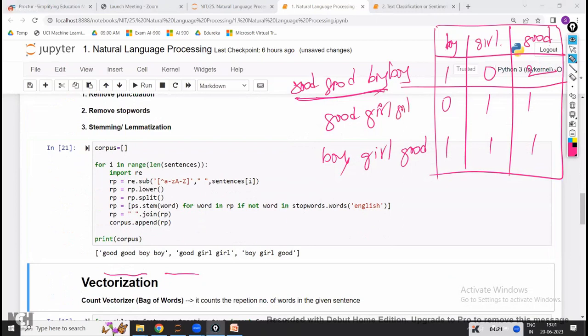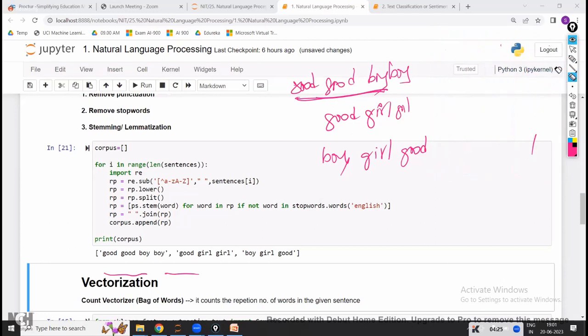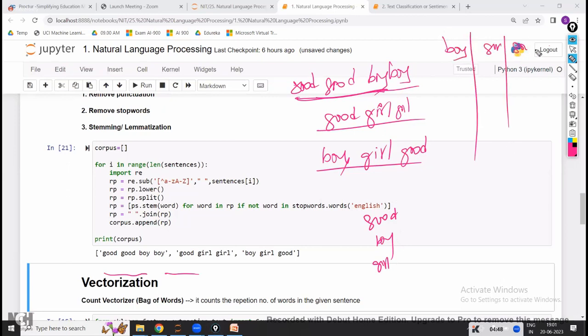First, identify what the unique values are. Whether it is 3 sentences or 4 sentences or 10 sentences or 100 sentences or 10,000 sentences also, you are going to identify the unique words. What are the unique words? Good is a unique word, boy is a unique word, girl is a unique word. Make them in sequential order. So first boy, followed by girl, followed by good. This is the sequential order.